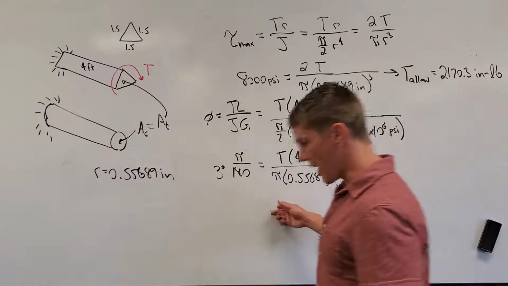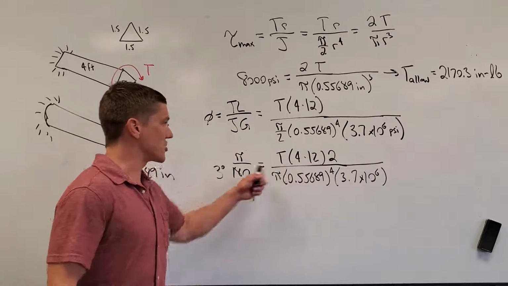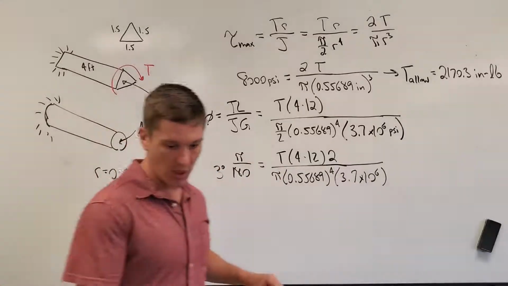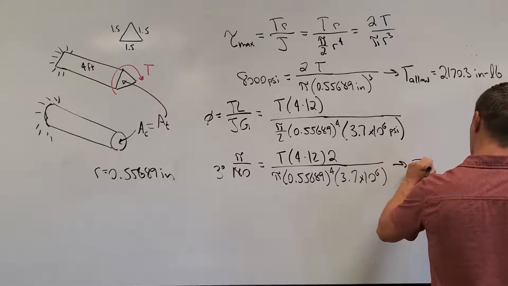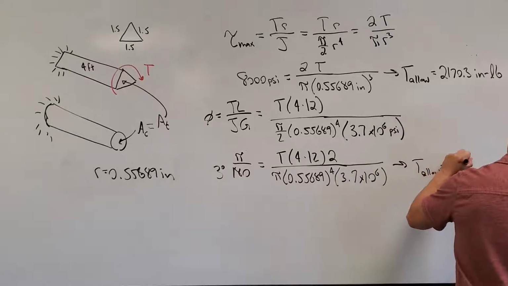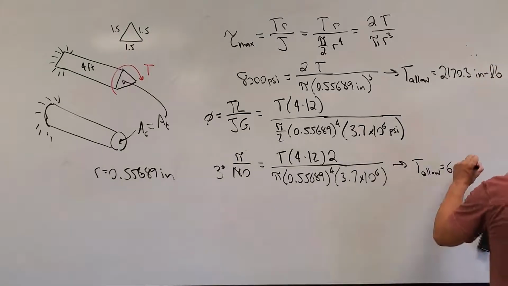So now we know everything in this equation but our maximum allowable torque. So I just solved the algebra problem. I get my maximum allowable torque was 609.76 inch-pounds.